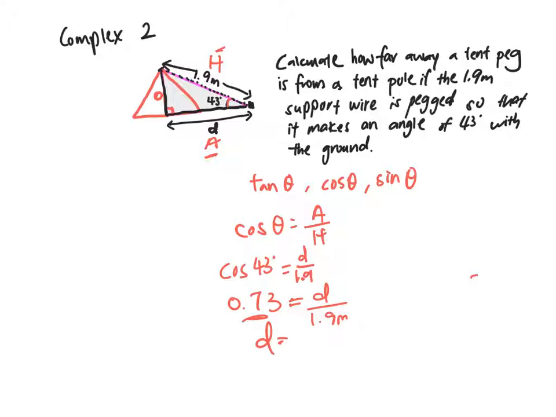So for d, if you divide by 1.9, you have to get rid of that by multiplying by 1.9, and you have to do that on both sides. This will give you 0.73 times 1.9, which is 1.387 meters. So the distance between the tent pole and the peg is 1.387 meters.